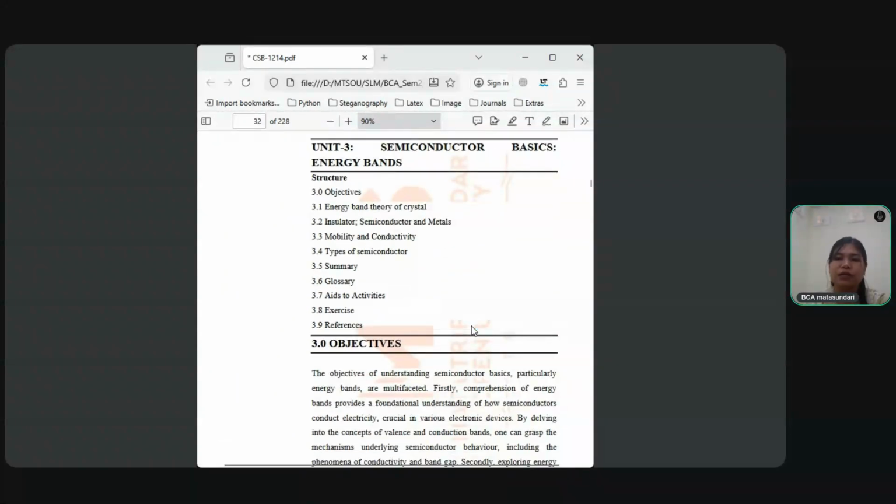That is semiconductor basic energy band. Here we'll learn about energy band theory of crystals, insulators, semiconductors and metals, mobility and conductivity, and types of semiconductors.